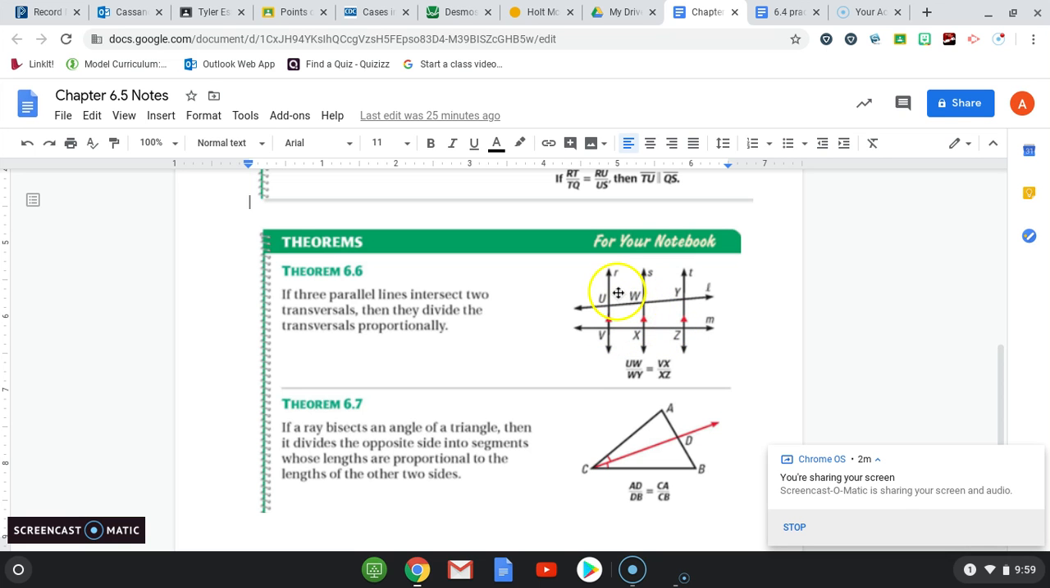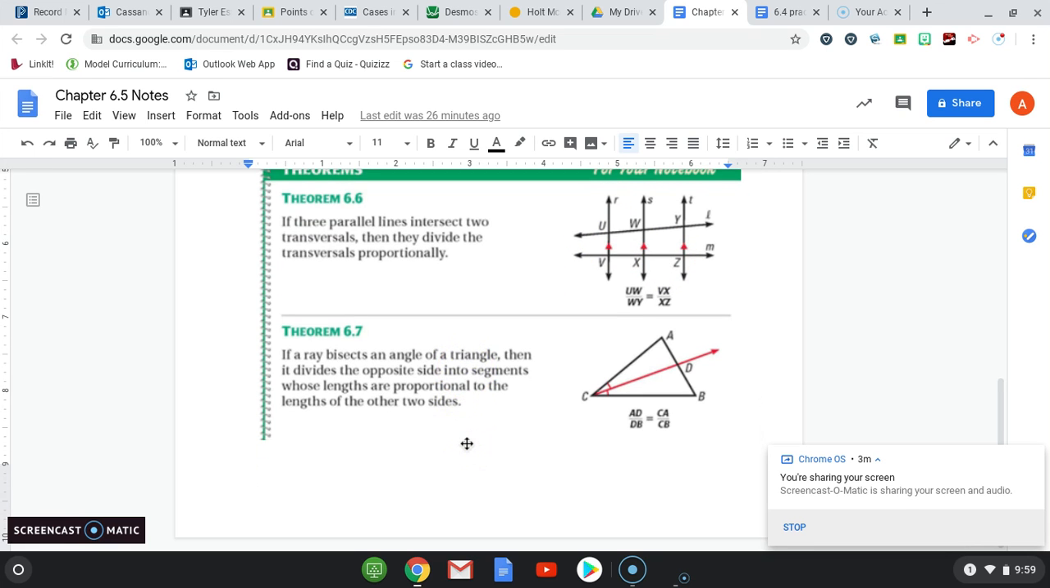It also works this way too, by the way. They don't do a separate theorem for this, but it would make sense that the ratio of UW, which is this piece up here, to its corresponding piece on the other side, VX, is equal to WY over XZ. So that's another way that they could have done it.